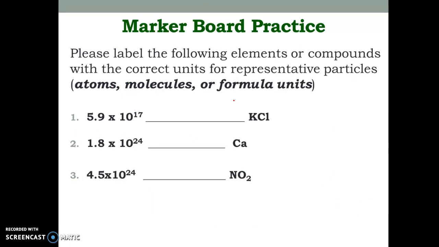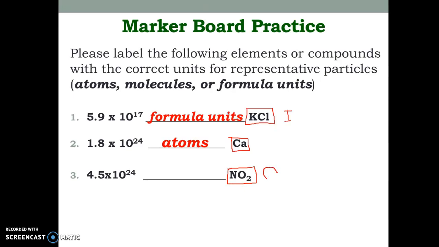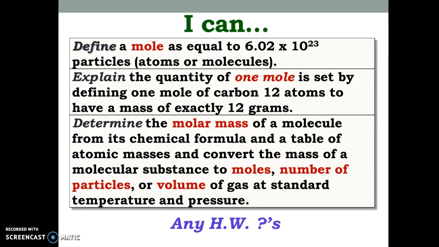Quick example. KCl. I look on my periodic table, I see it's a metal and a nonmetal, therefore I know it is ionic. So what should I label it? Formula units. Ca, an individual element. There's only one capital letter. Therefore, I label it atoms. NO2, a covalent compound, 2 nonmetals. Therefore, it's labeled molecules. Alright? So when you're going to particles, make sure you know how to label it properly. And if you need help with that, maybe come see me during HIP.